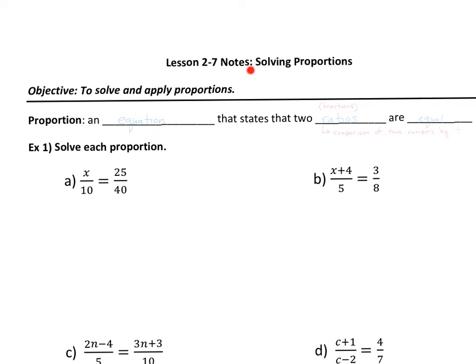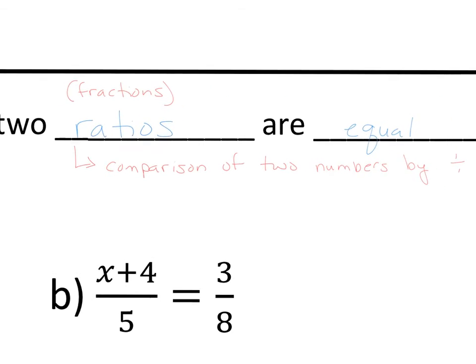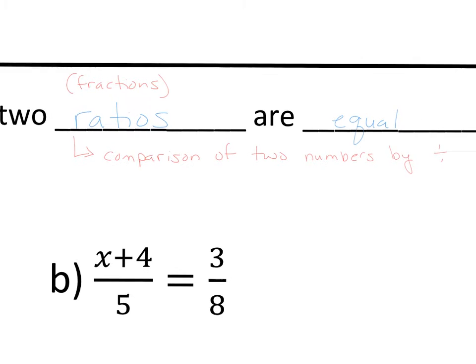Okay, we're going to be doing lesson 2.7, which is solving proportions. So the first thing we need to do is define what a proportion is. A proportion is an equation. So if you look down here, it's got an equal sign. It's an equation that states two ratios are equal. Now a ratio is a comparison of two numbers by division.